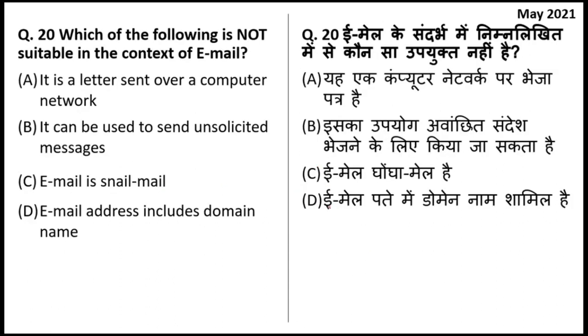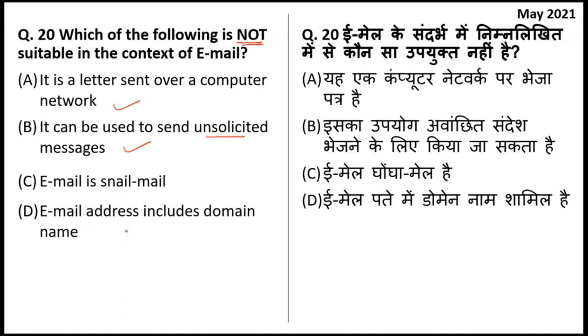Which of the following is not suitable in the context of email? The question says which is not suitable. It is a letter sent over a computer network. Yes, this is true. It is used to send unsolicited messages. Yes, this is true. For students who do not know the meaning of unsolicited, it means not wanted. There are so many advertisements that you get on your email, as you might have seen, that are called unsolicited messages.